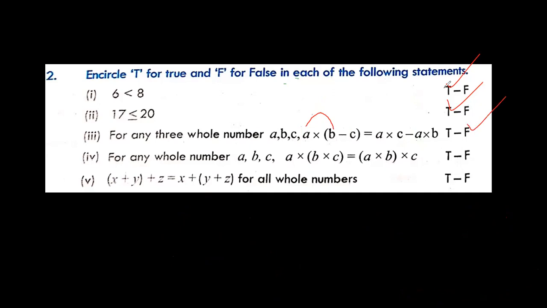Azam Mehboob, good. Thank you, sir. Okay. Fourth one, for any whole number A, B, C, this property that we have studied in the previous question is known as associative property. Just the bracket is changed there, so nothing else is changed. It is true. And the last one is the same as the fourth one.